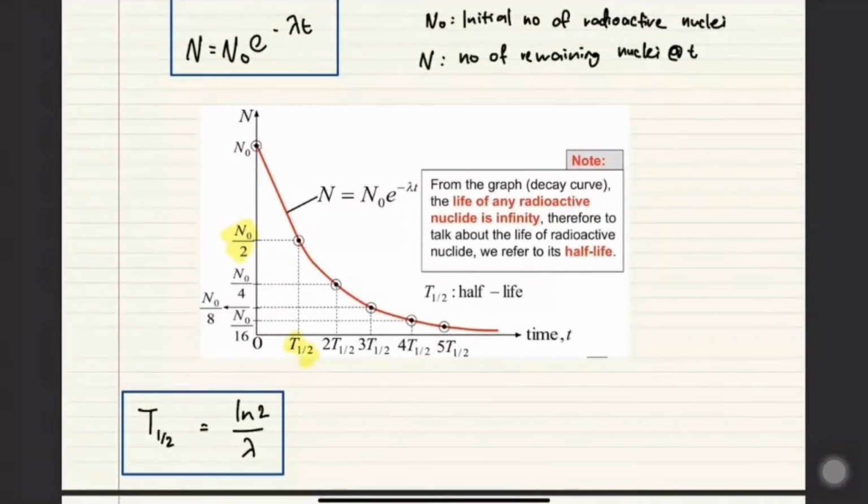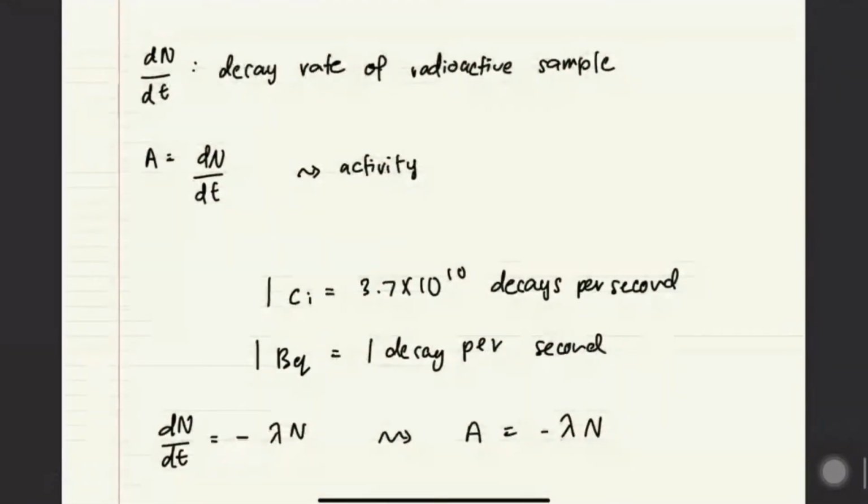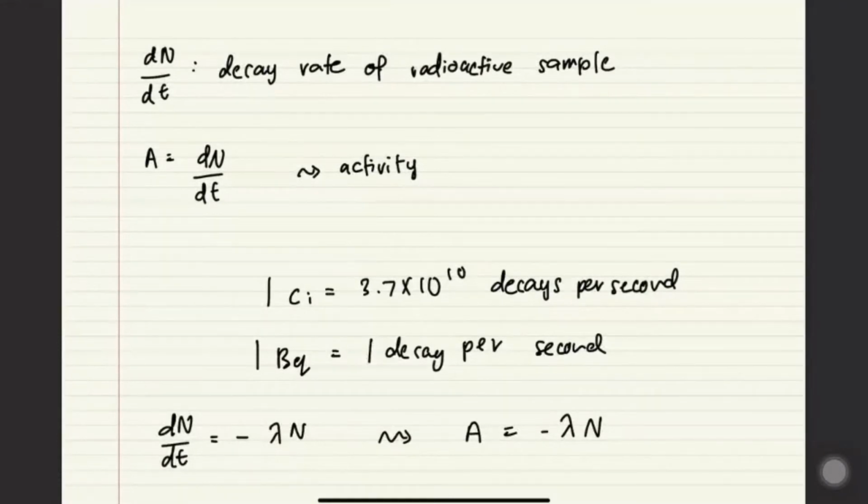Okay, so the next part is about the decay rate of a radioactive sample. The decay rate of a radioactive sample, we can actually call it activity. Activity actually represents dN over dt, it's the same thing, just a different symbol. A is equals to dN over dt.